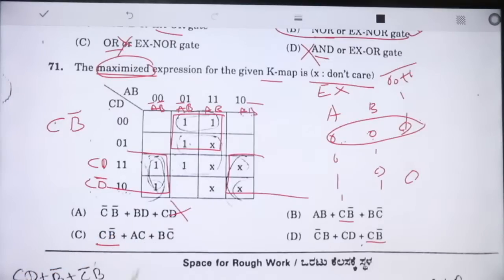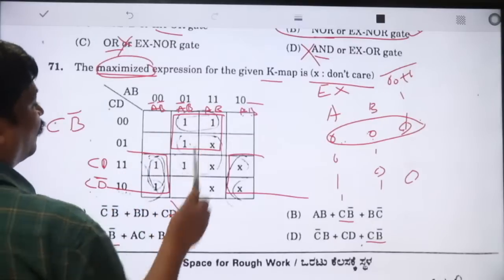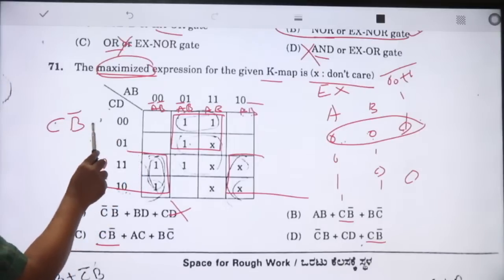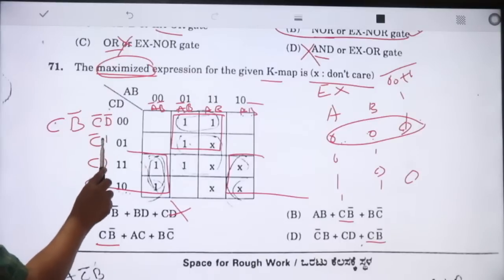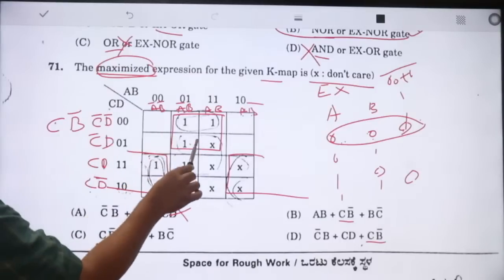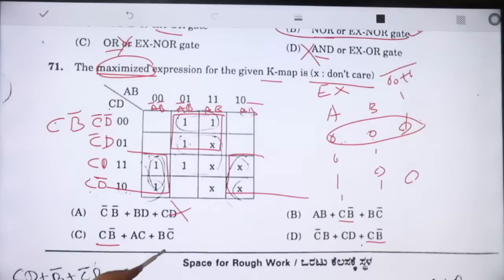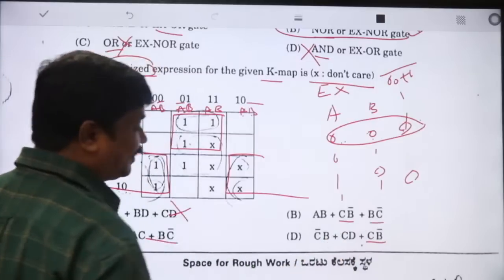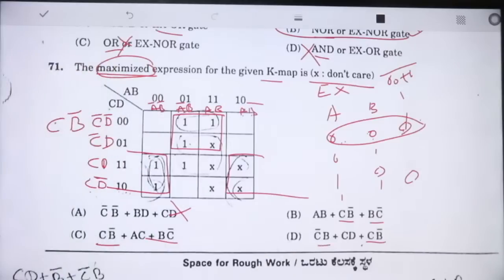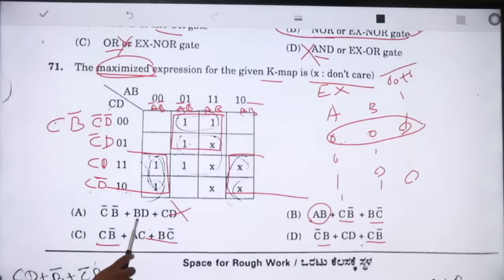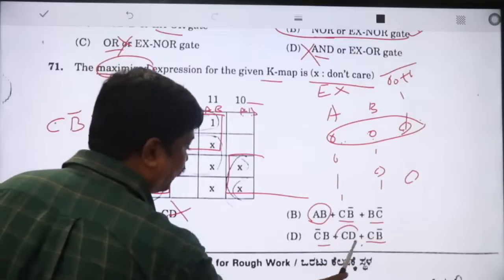Next, what is common for this quad? C bar, D bar, C bar, D. For this quad, C bar is common, B is common. So C bar B is available here. All are available. So then what do we have to check? Again, here AB is available, here AC is available, here CD is available. That is what we have to check.